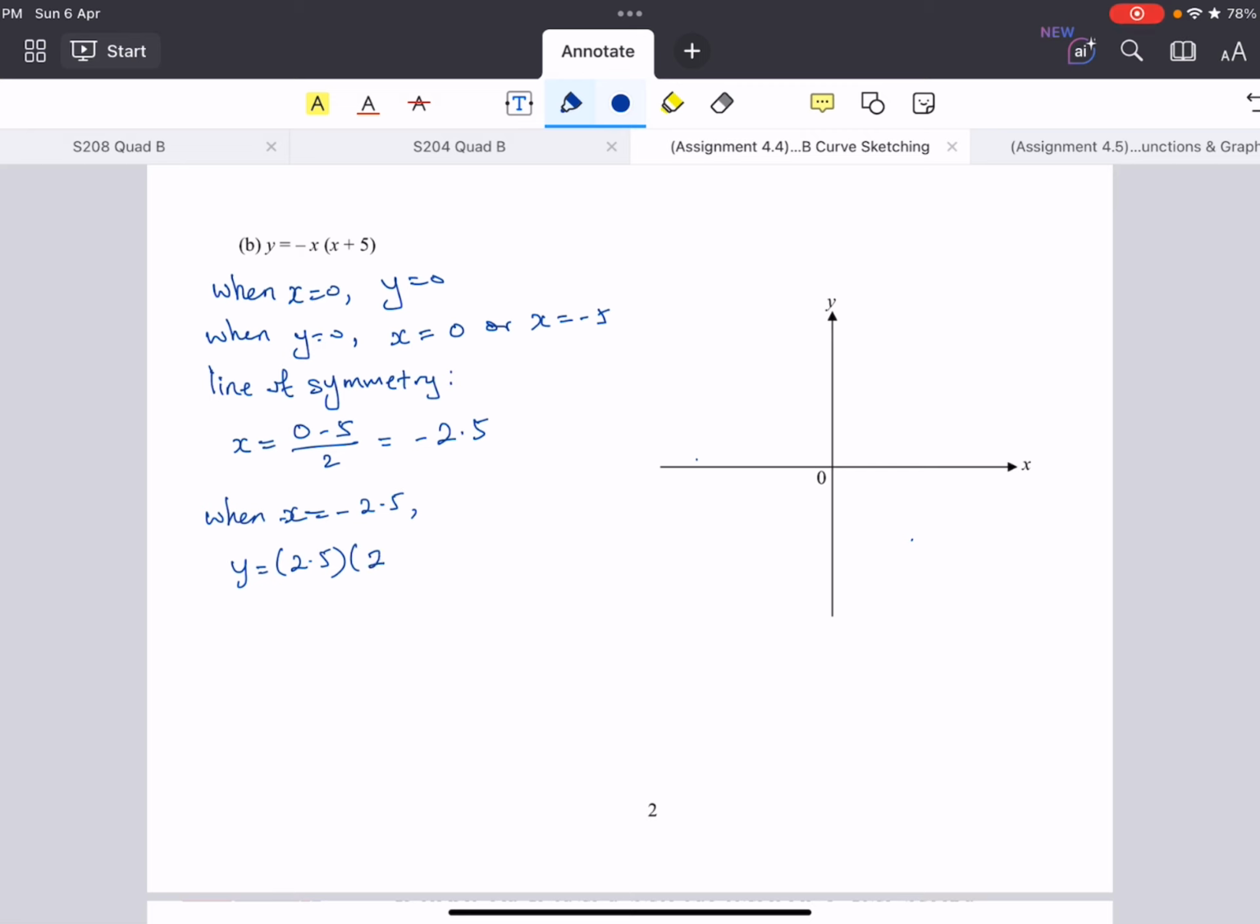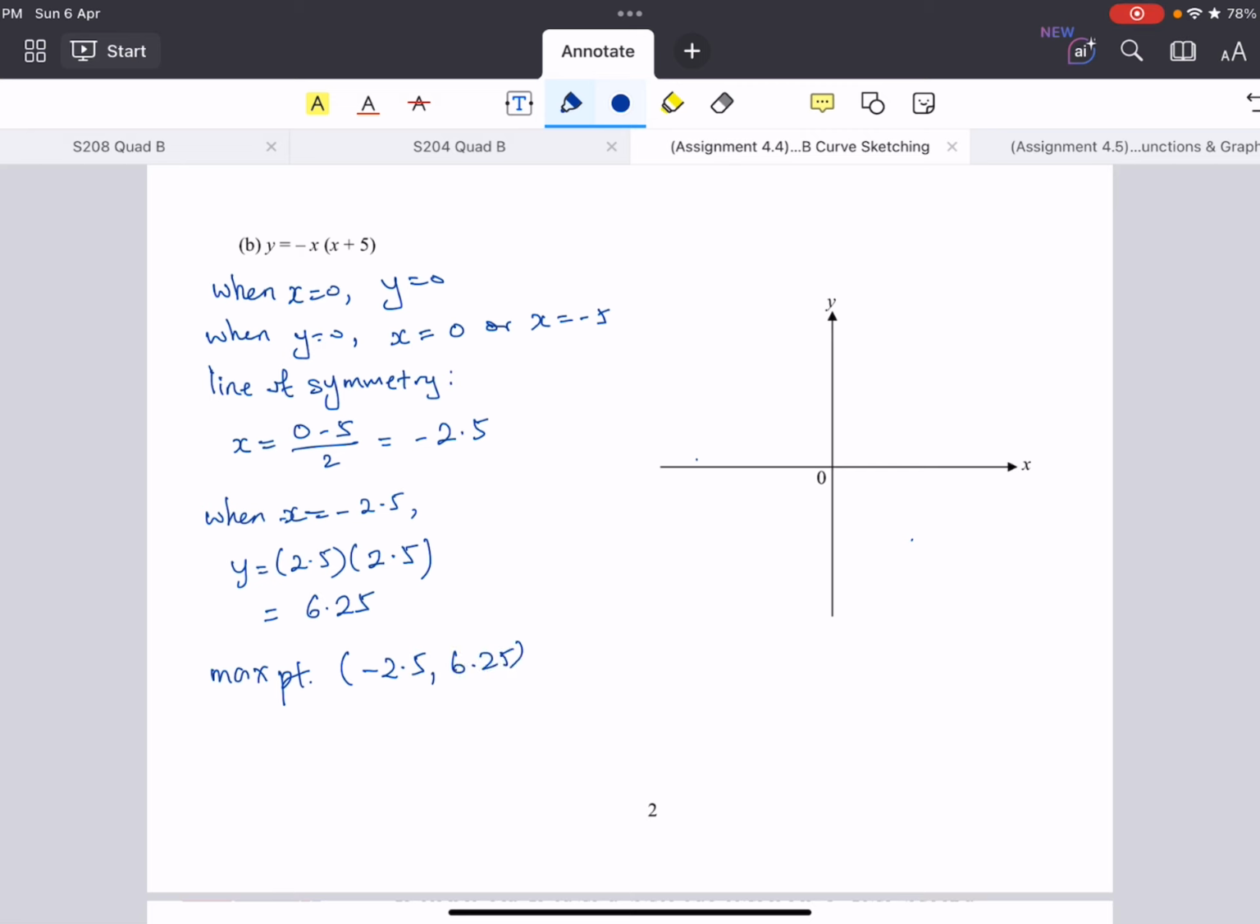2.5 times negative 2.5 is... 2.5, right? So that will give us, what's a calculator? Here, 2.5 multiplied by 2.5, which equals 6.25. So that's my turning point. Therefore, in this case, it's going to be a maximum point. The maximum point will be at negative 2.5 and 6.25, right?